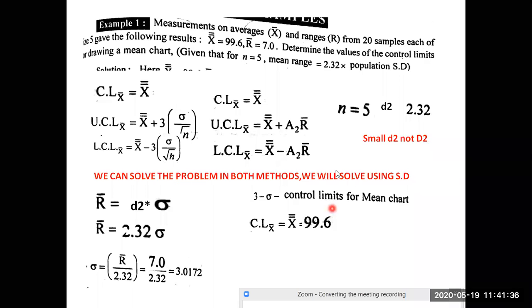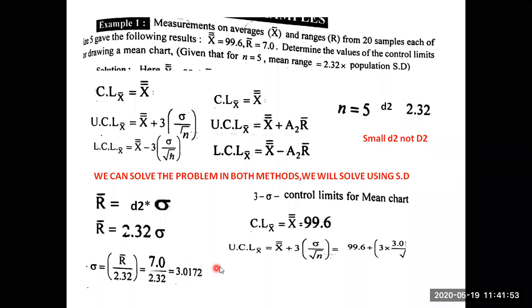So this one, control limit: x double bar is equal to 99.6, you are going to get. Similarly, upper control line is x double bar plus 3 into sigma by root n. So already, just substitute the values. Already here the value is there, 3.017 something, just lower control limits.